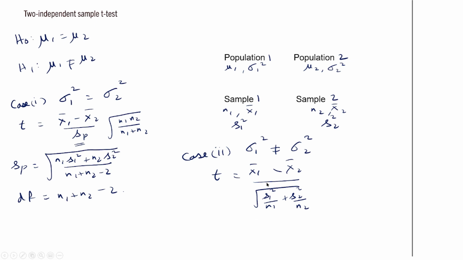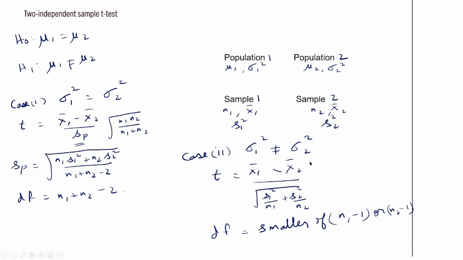The actual formula for the degrees of freedom in this case is very tedious and the calculation is very tedious. If we are going to use Excel or some statistical software to find the value of T, then we can use that formula for degrees of freedom. In the CBSE Handbook also they have given that we can use the degrees of freedom as the smaller of n1 minus 1 or n2 minus 1. So whichever is smaller, we can use that as the degrees of freedom in case the population variances are assumed to be unequal.